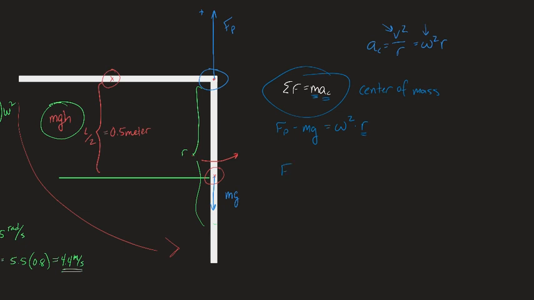So FP minus mg equals, now bear with me, this was the square root of 3g over L, squared. Again, I'm doing my problem symbolically. I want you to see why in a minute. Times r, which is L over 2.